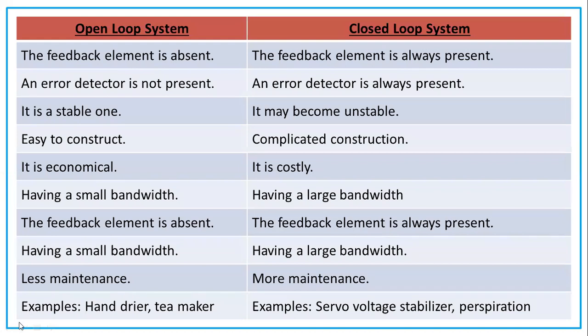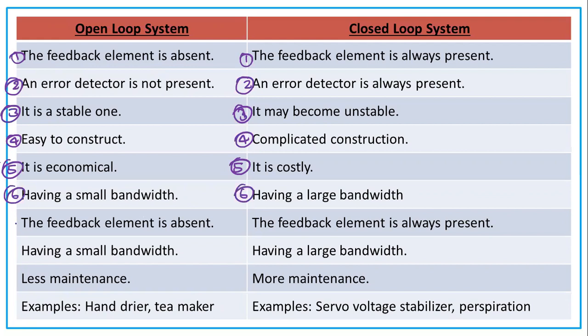So now I have summed up whatever we have studied today, the difference between open loop and closed loop systems. Open loop means no feedback element; in closed loop the feedback element is present. Error detector is not present in open loop; in closed loop the error detector is always present. Open loop is stable, closed loop may become unstable. Open loop is easy to construct, closed loop has complicated construction. Open loop is economical, closed loop is costly. Small bandwidth, larger bandwidth, all these things we have studied just now.